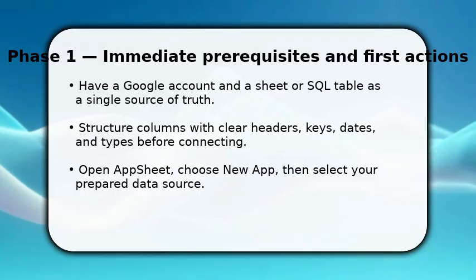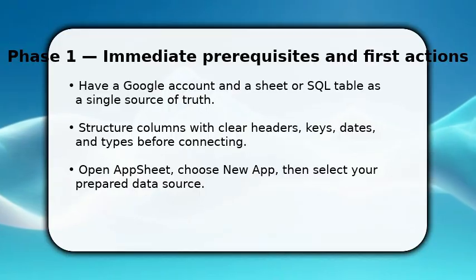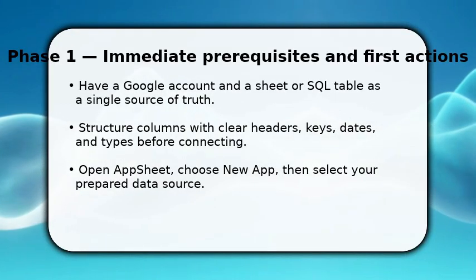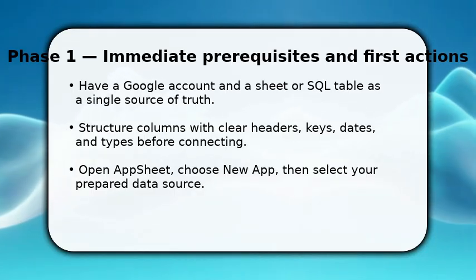Once done, AppSheet scaffolds tables, columns, and an initial view. Make sure to accept inferred types and save. These first steps set data integrity and prevent later schema headaches, so do them right now.